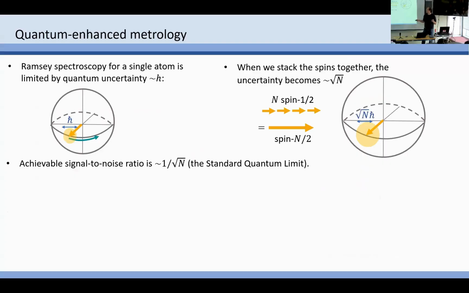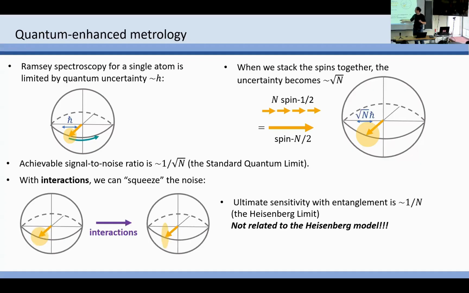Well, one thing we can do is for these Ramsey spectroscopy protocols, the way it works is you prepare a superposition and you measure the accrued phase, but that superposition will have some quantum noise, as we know, that goes like h bar, which limits your signal. And the way you fix it, of course, is you take not one atom, but N of them, where N is as large as possible. If you stack them together into a collective Bloch vector, that will have some length, signal strength N, but the quantum noise will go like root N. So the signal to noise ratio that you can achieve is roughly 1 over root N. So that's the standard quantum limit with non-entangled particles.